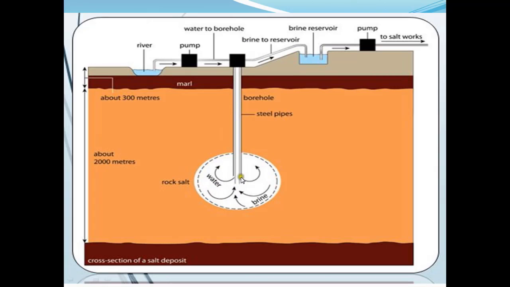Now from the borehole you can send this to the brine reservoir, and from here it is again sent to the pump and finally to the salt works. Here finally we get the salt from the brine solution. So this is the way by which we can get the salt from the brine solution.